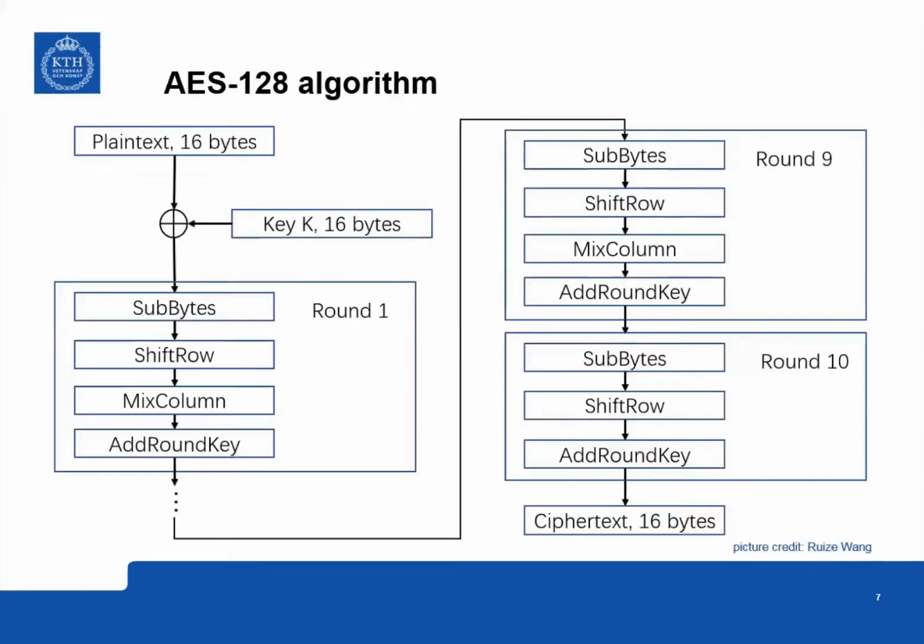Here is a block diagram of Advanced Encryption Standard keyed with a 128-bit key. It consists of 10 rounds. All rounds except the last one repeat the following 4 steps: SubBytes, ShiftRows, MixColumns, and AddRoundKey. The key K is XORed with the plaintext before the first round. The 10 round keys are derived from K using the key expansion algorithm.